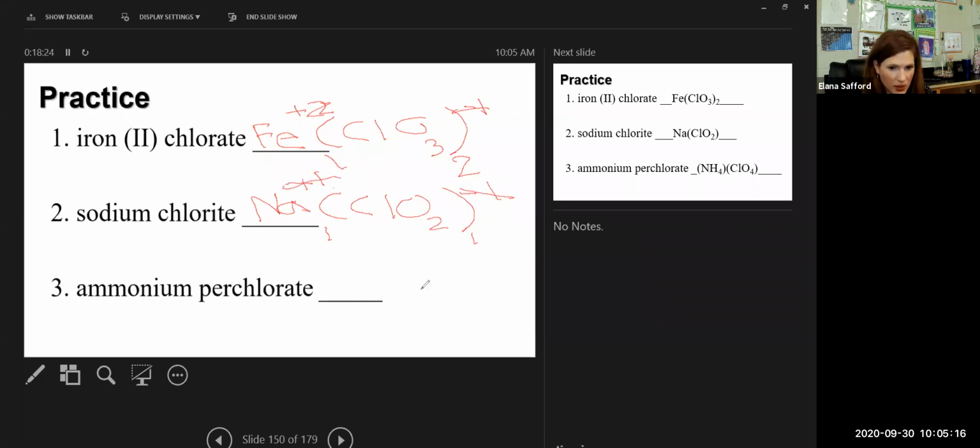This one's interesting because it's 2 different polyatomic ions. Ammonium, which is on my list. It's okay if there's 2. That's fine. Just copy it down. NH4 perchlorate. Ammonium has a plus 1 charge. Perchlorate is on your list, and it is ClO4 with a minus 1 charge. If you crisscross, it's 1 and 1. There it is.